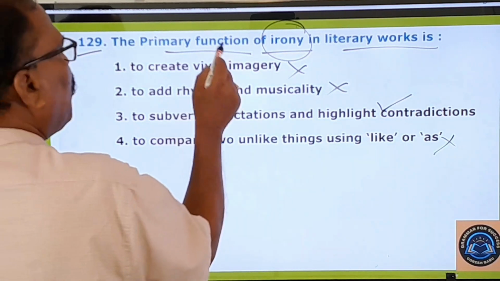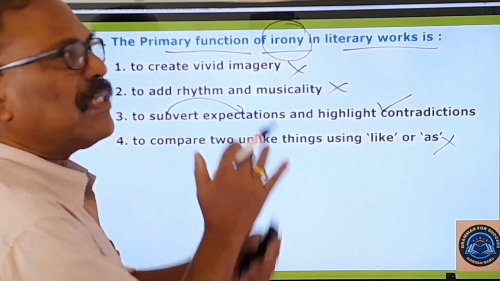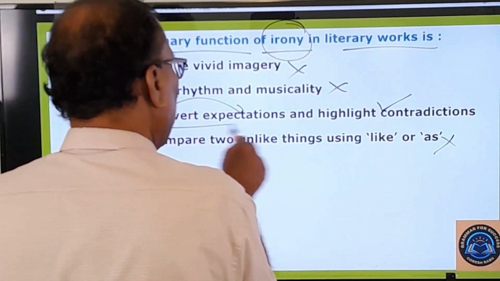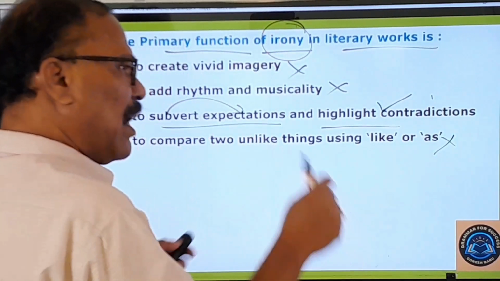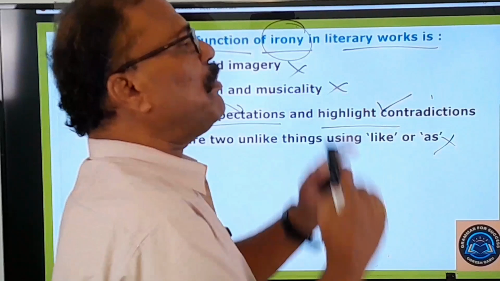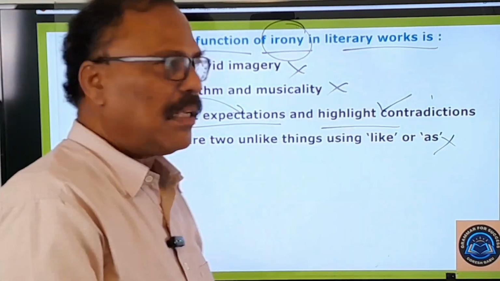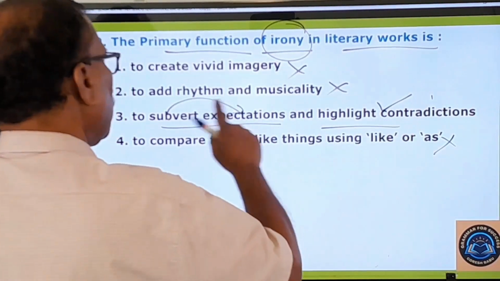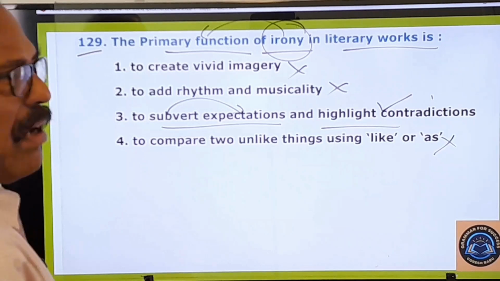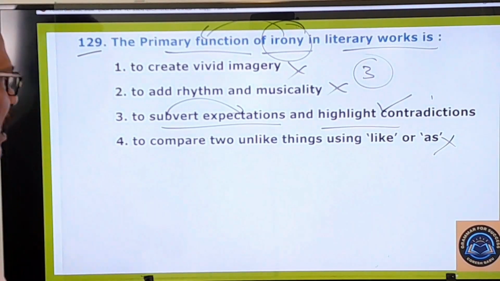So here the primary function of irony is to subvert expectations. You think something will happen, and something else happens. So your expectation has gone wrong. So here, subvert expectations and highlight contradictions. You are expecting something good to be done, but something bad is done to you. Then it's kind of an irony. So here, highlighting contradictions and subverting expectations, that is called irony. That's the main function of irony, right? Therefore, your answer choice is the third one. You go to the 130th question.